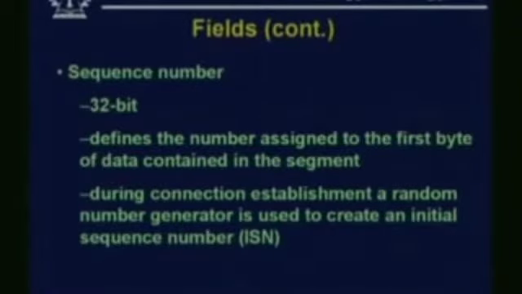And then there is a sequence number. This is a 32-bit sequence number. It defines the number assigned to the first byte of data contained in the segment. During connection establishment, a random number generator is used to create an initial sequence number, ISN. As you note, the field for the sequence number has been kept quite big, 32 bits, and that is with a reason.